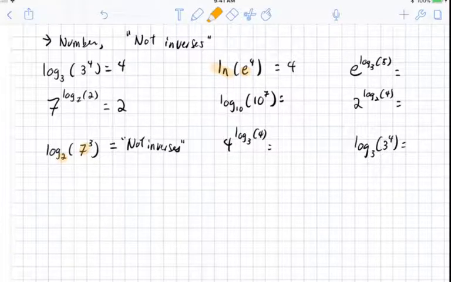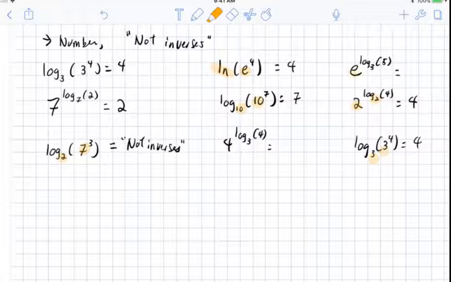10, 10. That's the same. The answer is 7. 2, 2. They're the same. So the answer is 4. 3, 3. Those are the same. So the answer is 4.